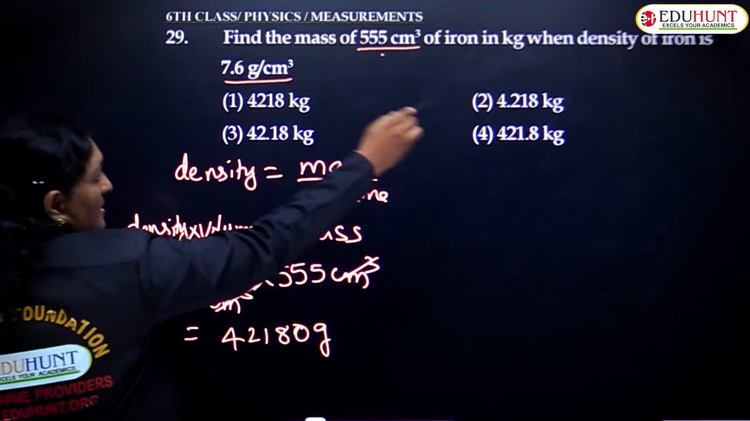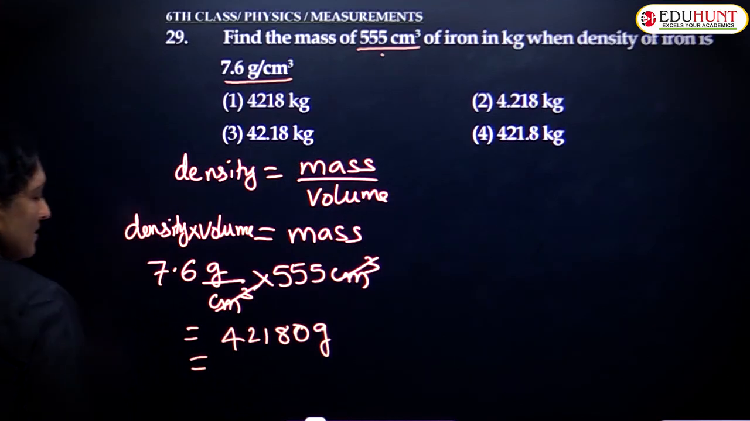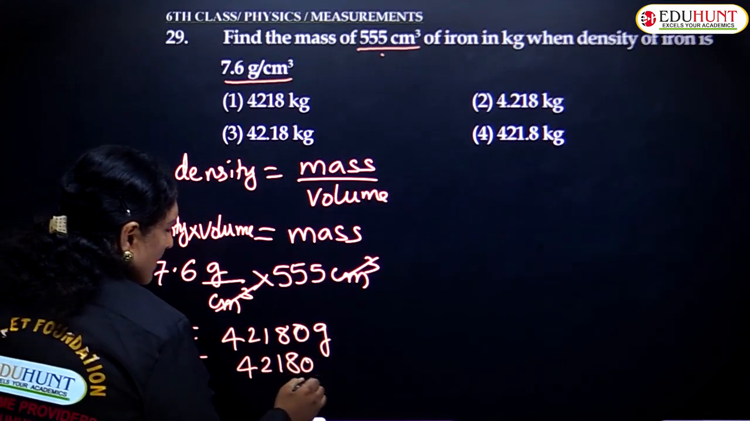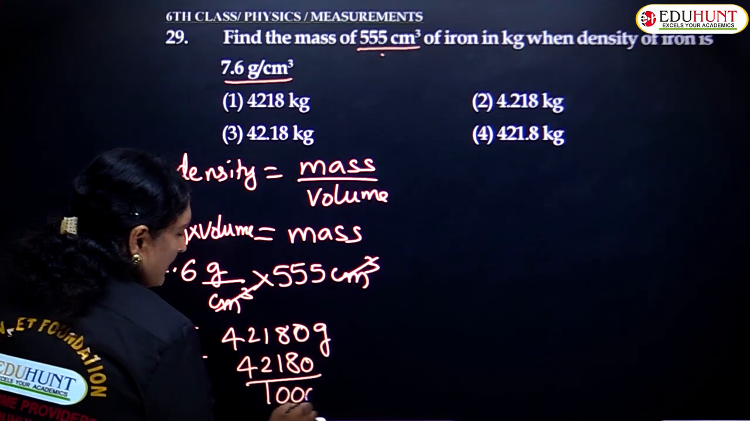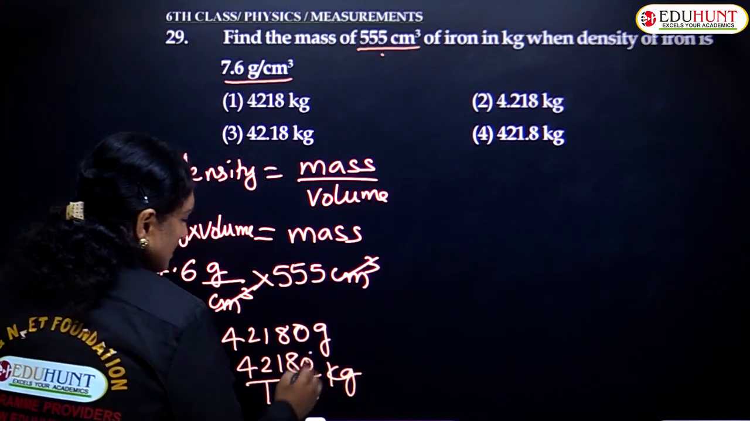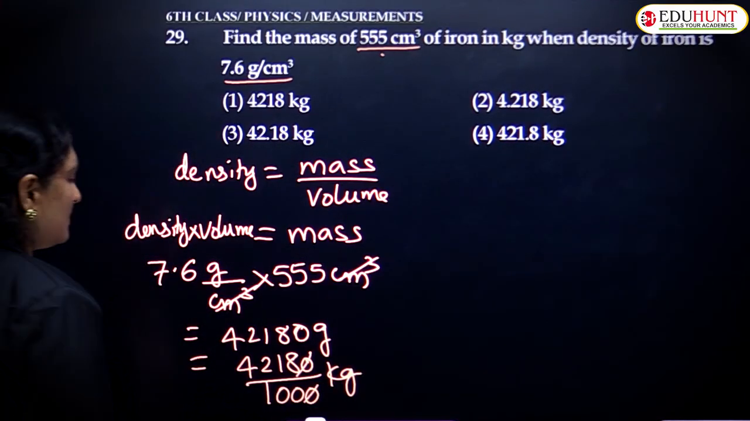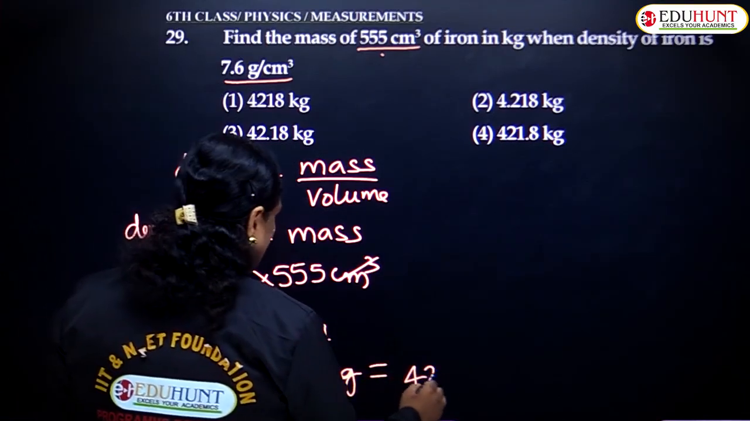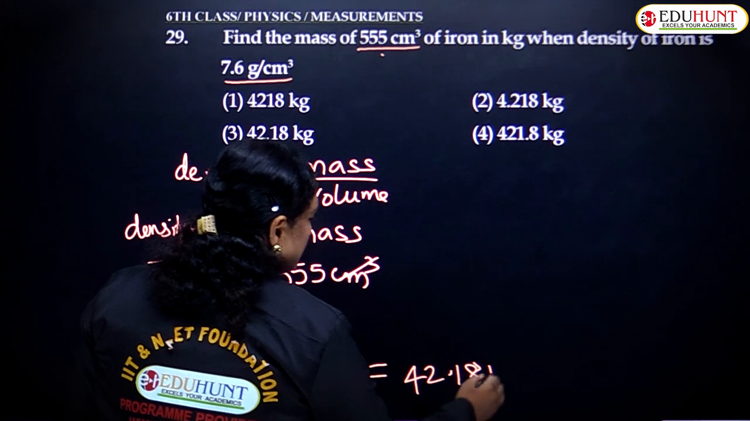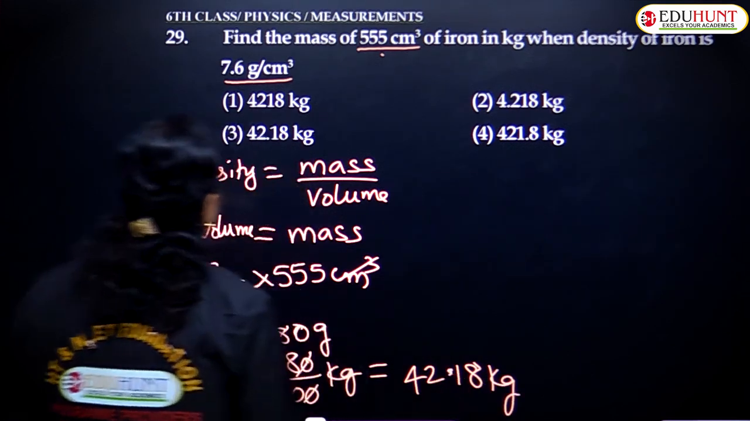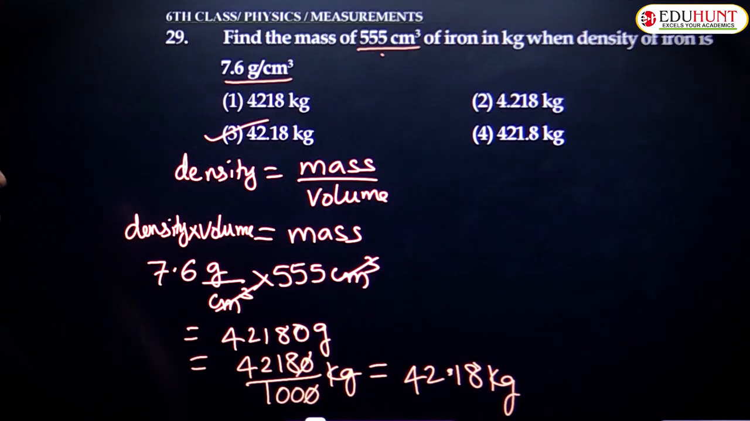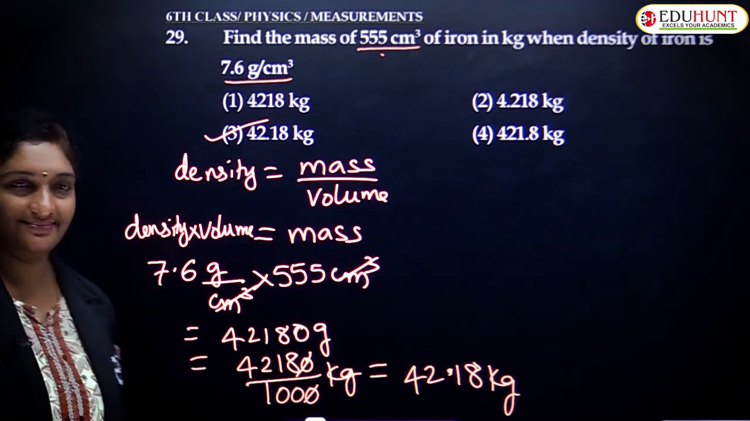But the answer is again in kgs. In order to convert to kgs, what you need to do? 42180 grams upon 1000 will convert it into kgs. So 42180 upon 1000 is nothing but 42.18 kgs. So where is the answer? 42.18 kgs. Here goes your answer. Understood? Okay.